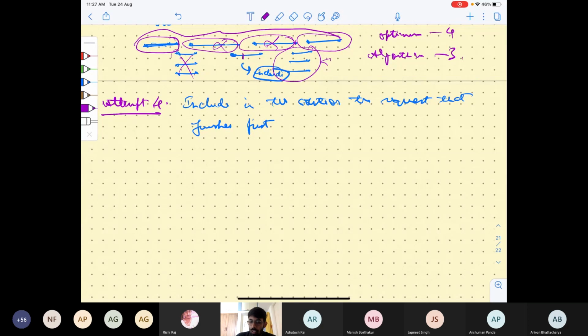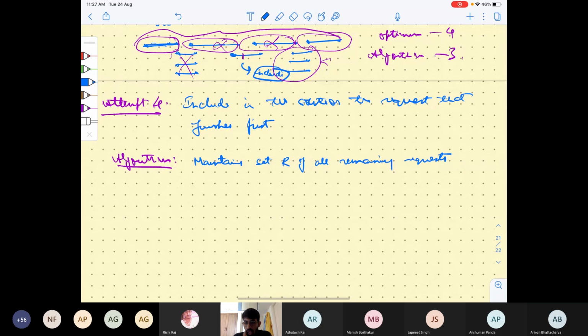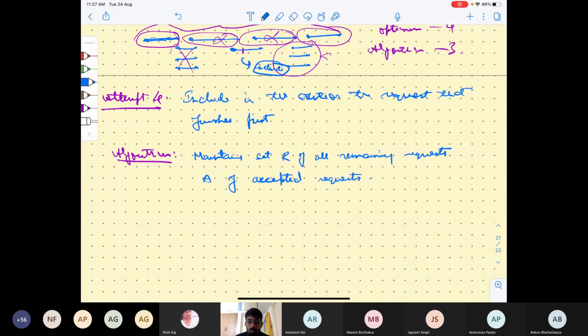But before that, let's make the algorithm slightly more concrete, so that it will be easier to show the correctness. So the algorithm maintains two sets: R of remaining requests, and A of accepted requests. Now I'm using the term requests. These are just intervals. We use requests from operating system applications, where requests have come to the operating system and it wants to schedule them. That's why it is interval scheduling. The requests have some interval when they want to be scheduled, and the operating system wants to maximize the number of requests that it can serve.